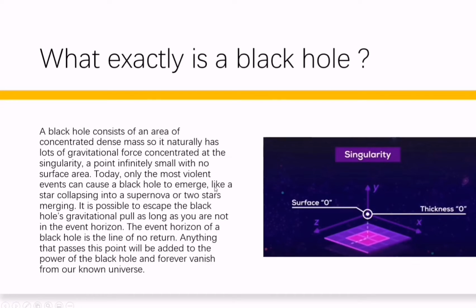Today, only the most violent events can cause a black hole to emerge, like a star merging, two stars crashing into each other, or just one star collapsing into its final stage of death. It's possible to escape the black hole's gravitational force as long as you are not in the event horizon. The event horizon is like the point of no return. When you enter it, there's no way you can get back out into the rest of the universe. Not even light can get out of it. So good luck trying to get out there.